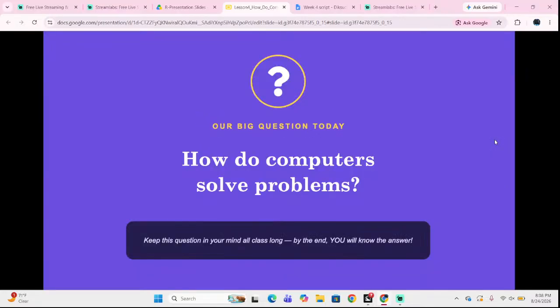Here it is again. Our big question for the entire day, front and center. How do computers solve problems? Think about it for a second. A computer isn't alive. It doesn't have a brain like you do. It can't figure things out the way you can when you're stuck on a puzzle. So how in the world does a computer know how to open an app or play a song or beat you in a video game?